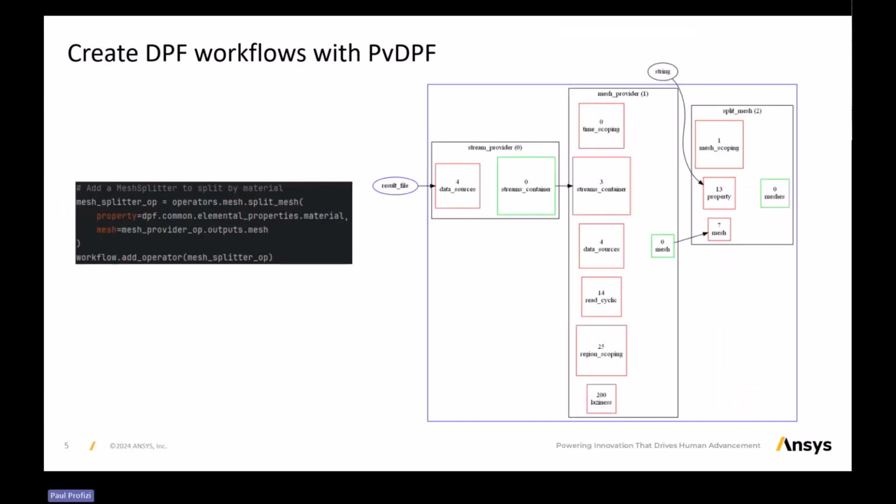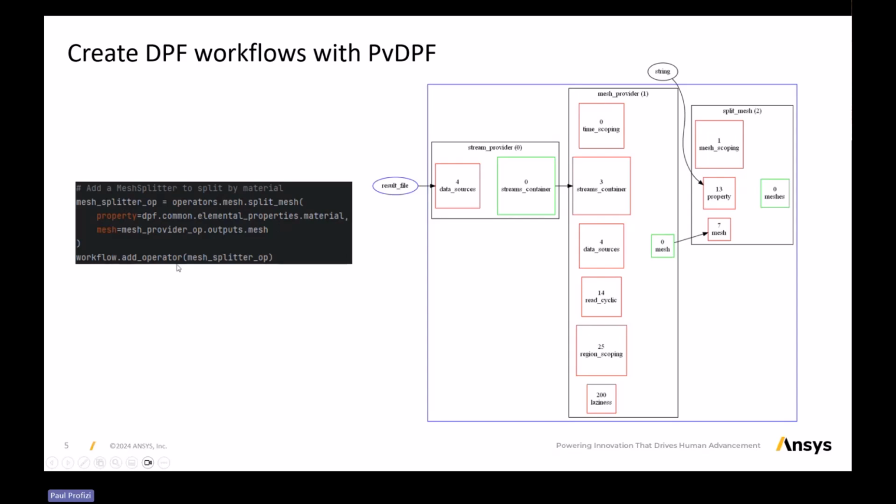All right, next step. I wanted to split this mesh based on a given property. In this case, I instantiate a mesh splitter operator to which I give as input the property material. Here you can see that I have a string, which is basically an outside value, or a static value, which is fed into the property pin. And then I say that its mesh input is going to be the mesh output of the mesh provider. It's pretty basic, pretty logical.